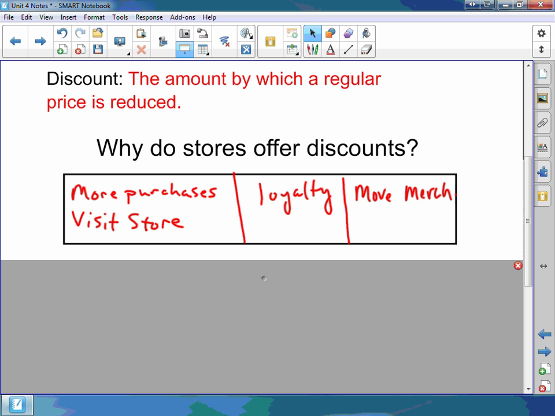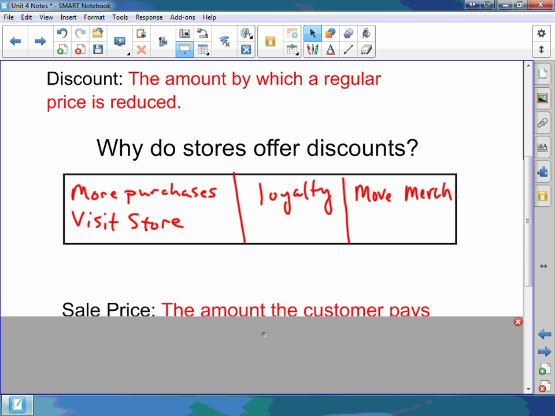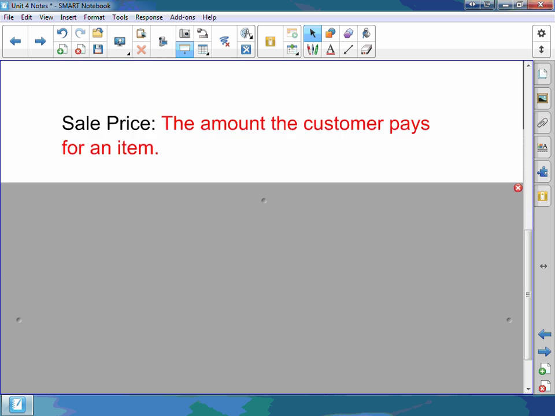Any other reason you're thinking about? Okay, I think that pretty much covers it, very generally, but definitely covers it. All right, so a couple more definitions. Sale price, that's the amount you pay as the customer.